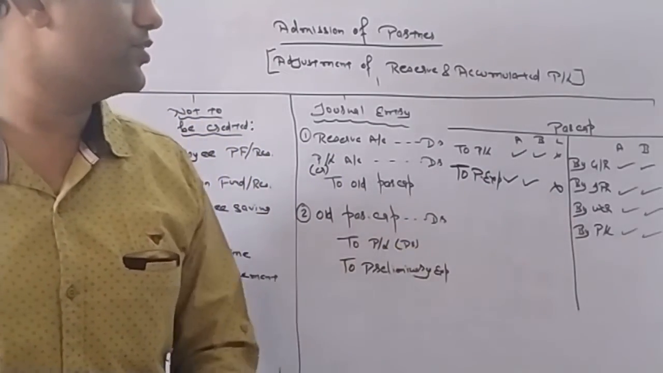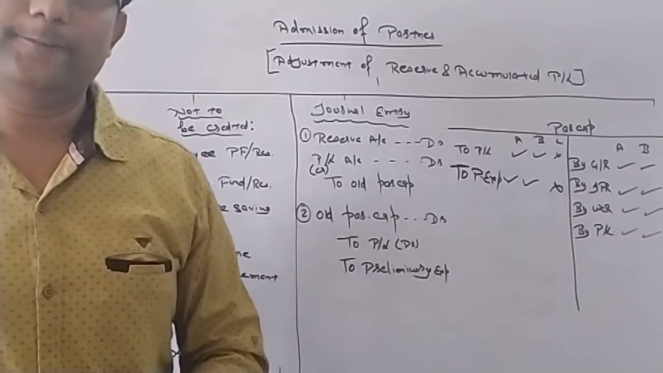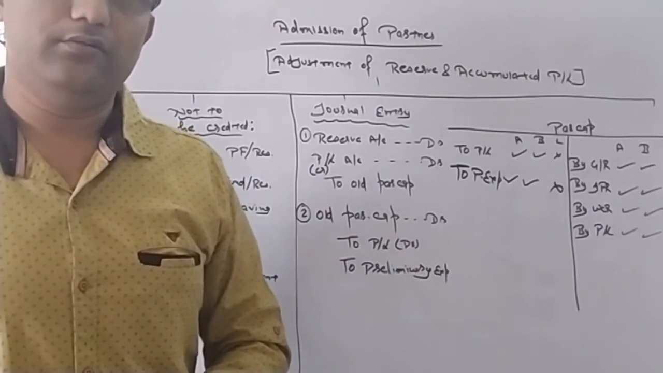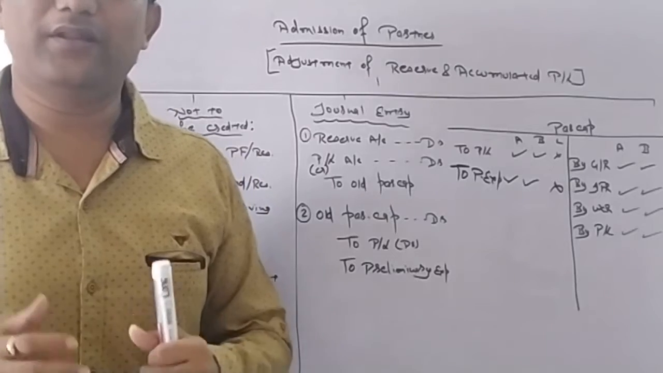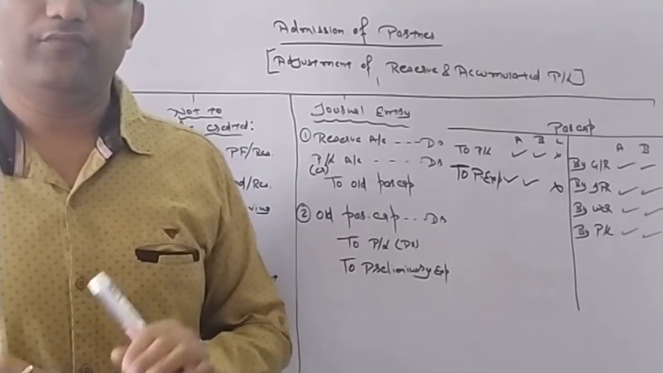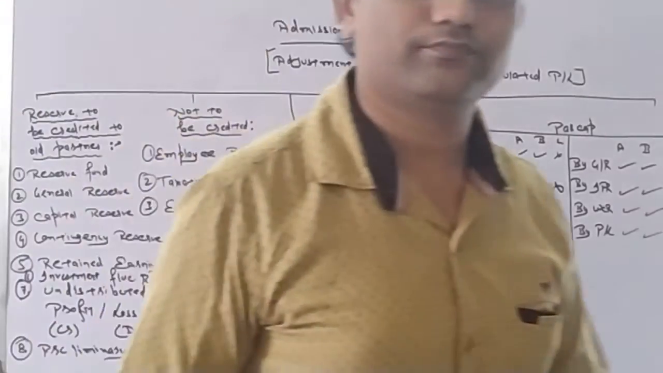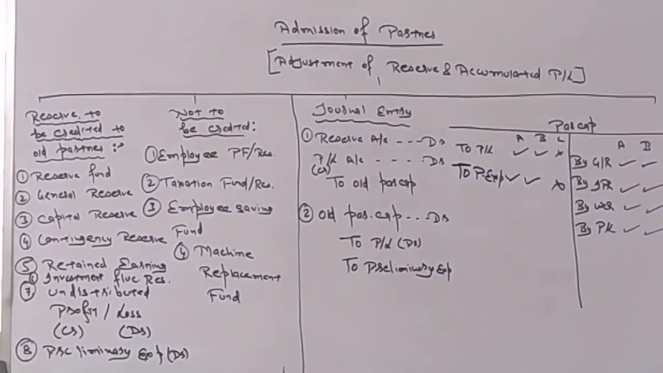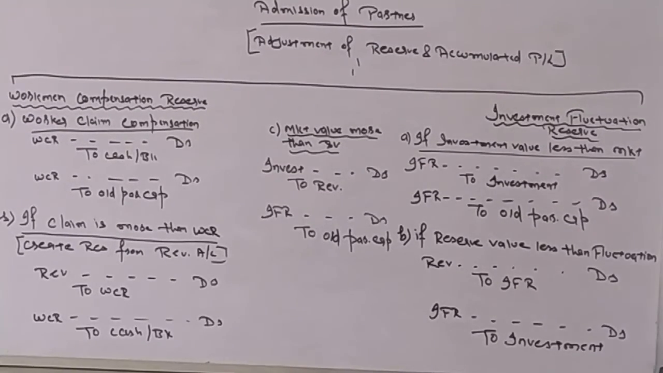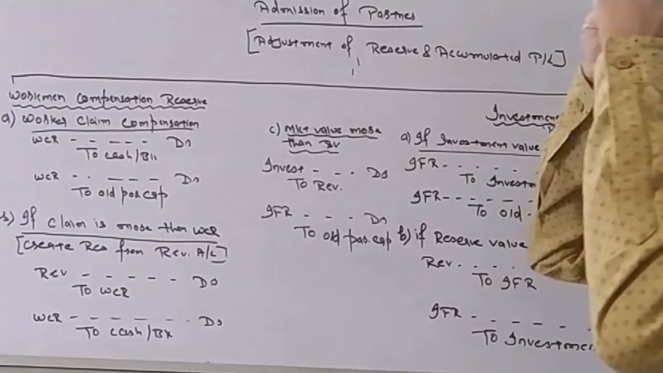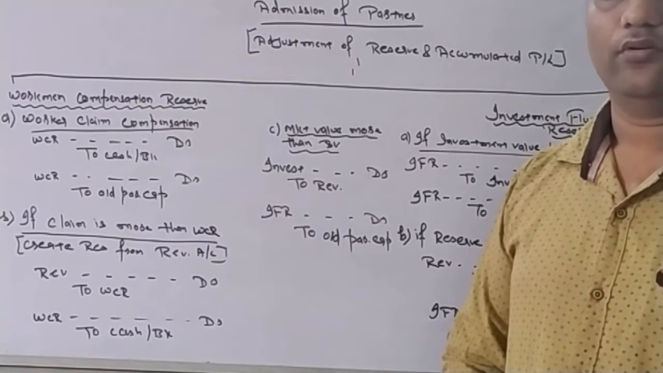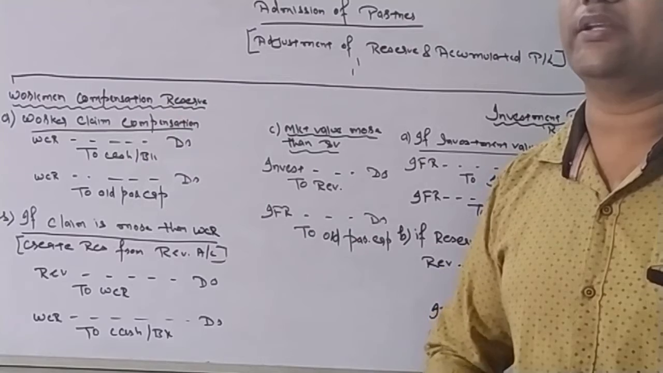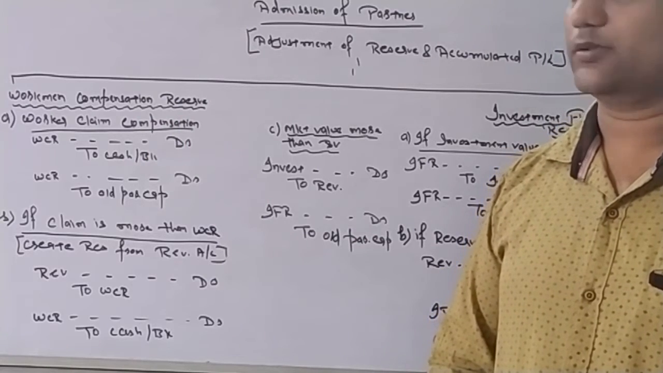This is how the treatment is done. This is how the journal entries are prepared. Guys, I have told in my lecture, workman compensation, investment fluctuation reserve. There might be some cases given. We are going to discuss those parts. Now, we are discussing those two reserves, workman compensation reserve and investment fluctuation reserve. What are the cases which you can get in exam and how to deal with it?